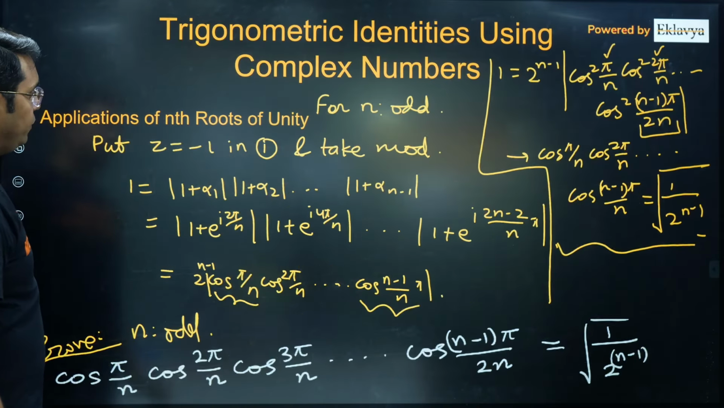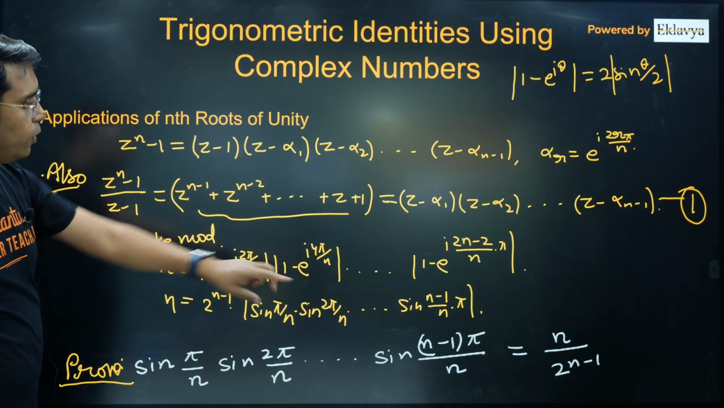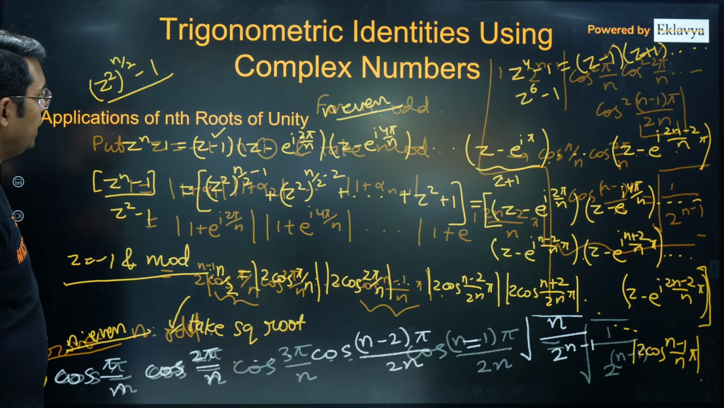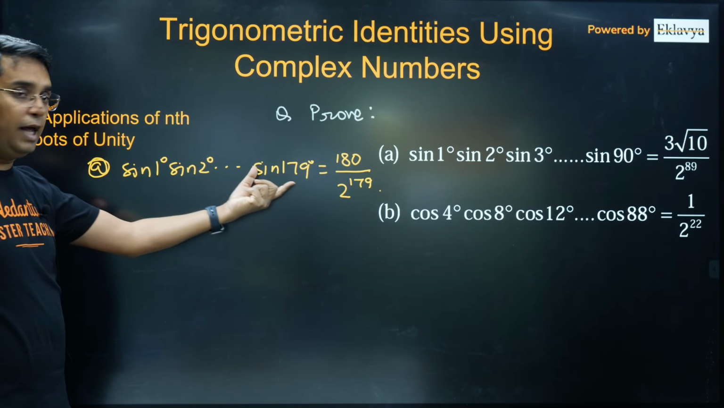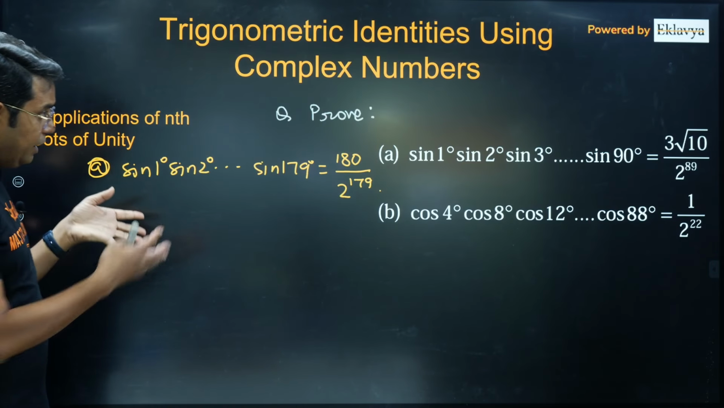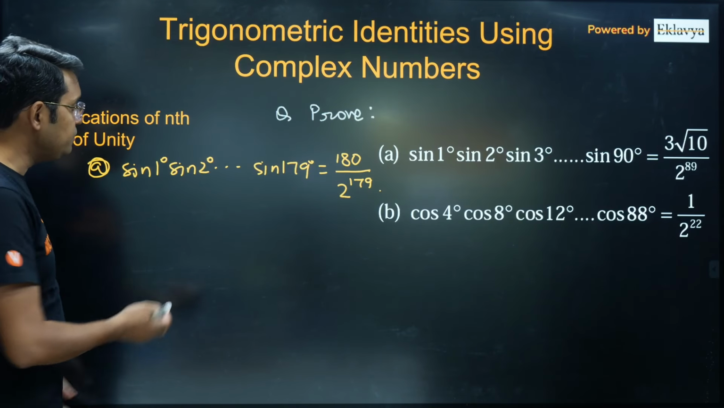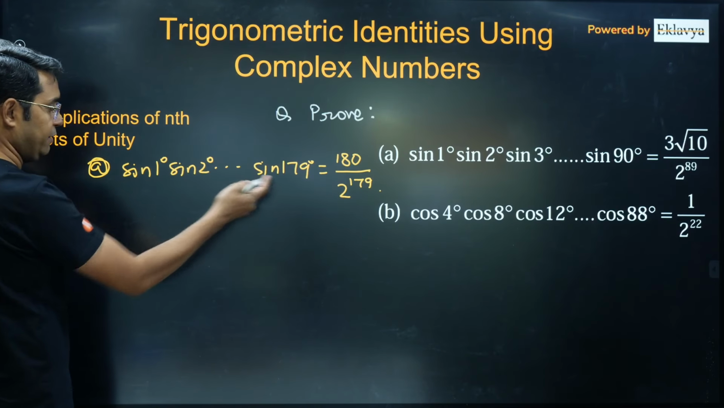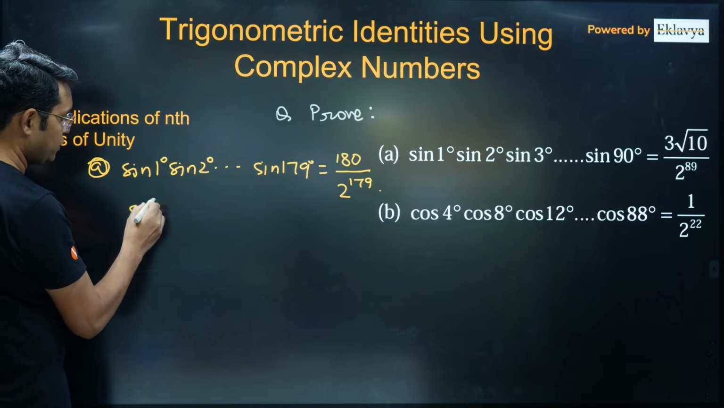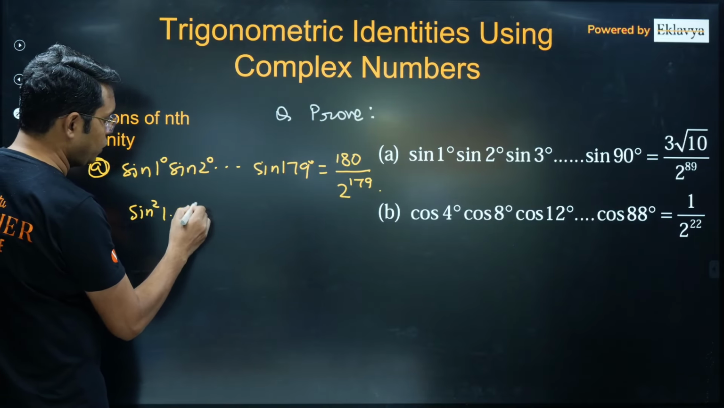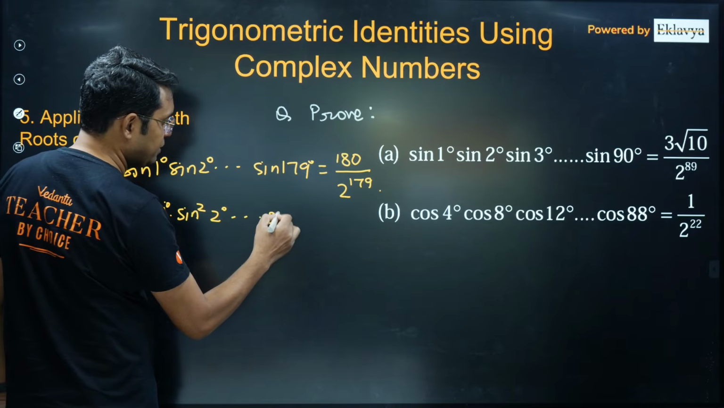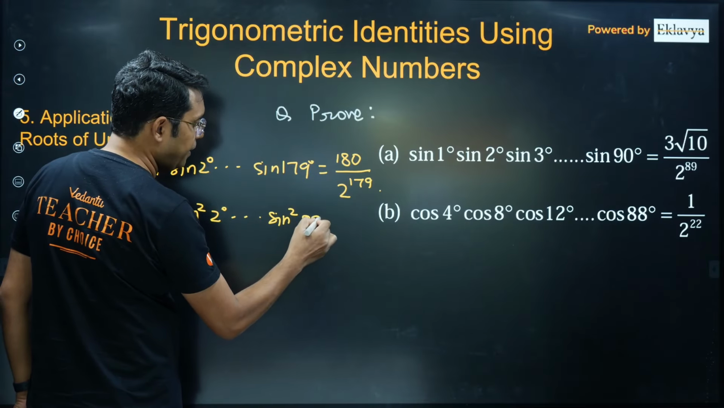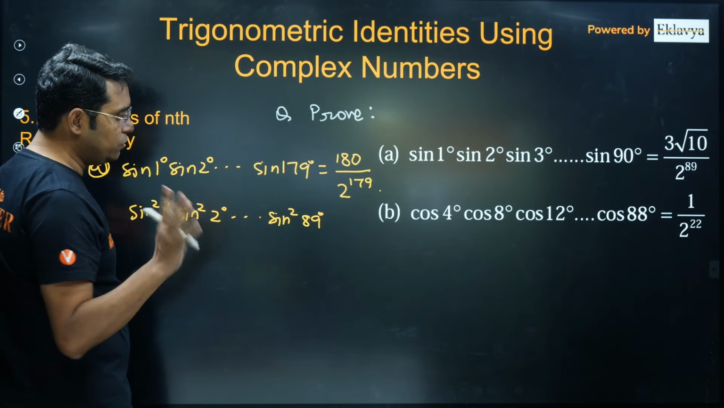Let me just check whether this is correct or not. Yeah, n upon 2 power n minus 1 for sine. In case of sine also, we could have combined first with last because they will have the same value. In fact, in this question, we have to do it. So sine 1 into sine 179 is like sine square 1. Similarly, sine square 2, and so on. It will be sine square 89 degree. And then sine 90 is 1, so we can leave it.